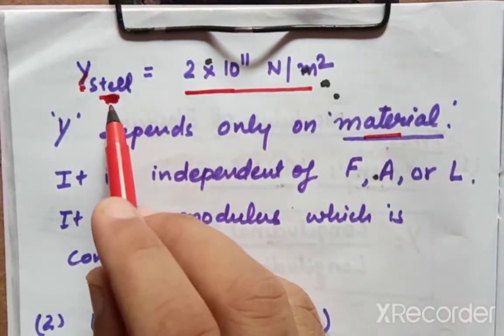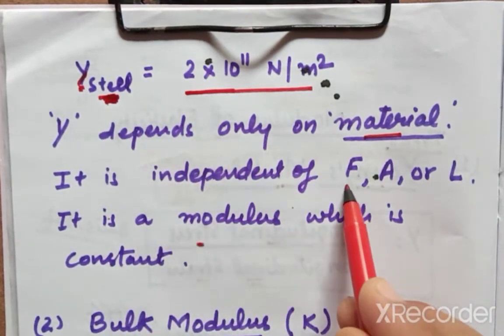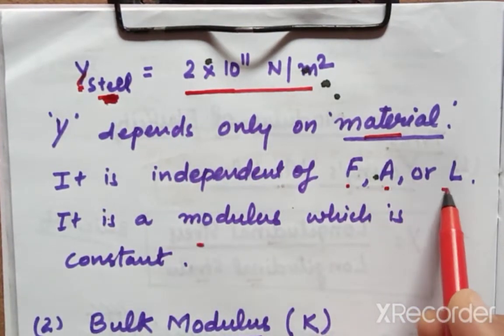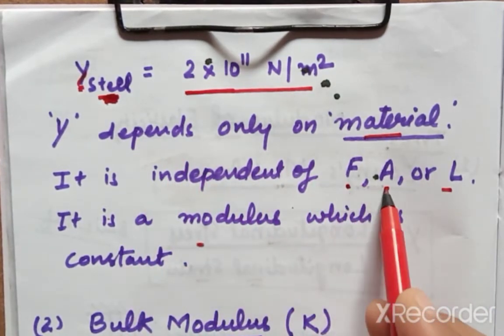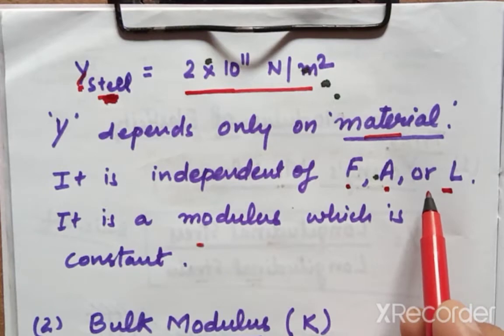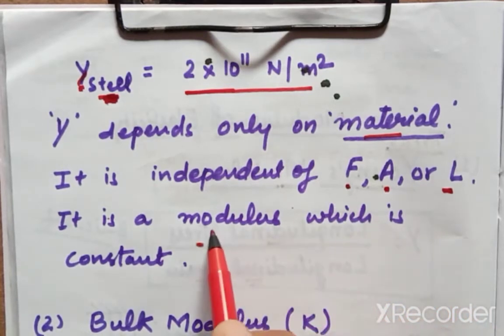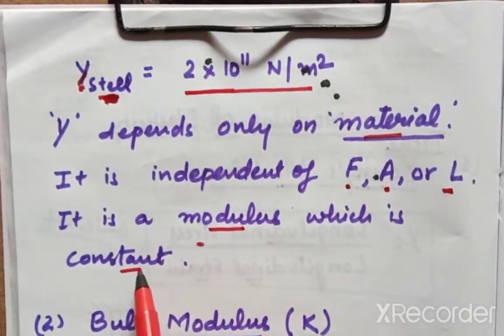This value is not given for any force or area or for any length of the steel wire taken. And modulus means it is constant.